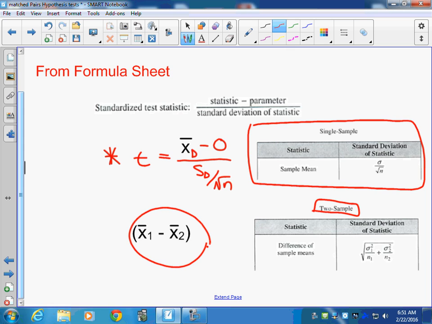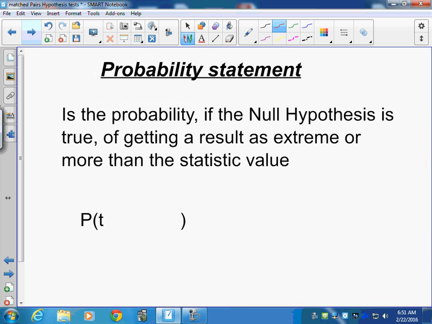So you have to show your t-value calculation with values. Then you're going to use your probability statement. Remember, you're not writing a calculator operation here. You're using your calculator to find that value, but you are not to write down a calculator operation. That's actually simpler, to write the probability statement in that situation. And remember, this is the probability, if the null hypothesis is true, of getting a result as extreme or more than what you found.